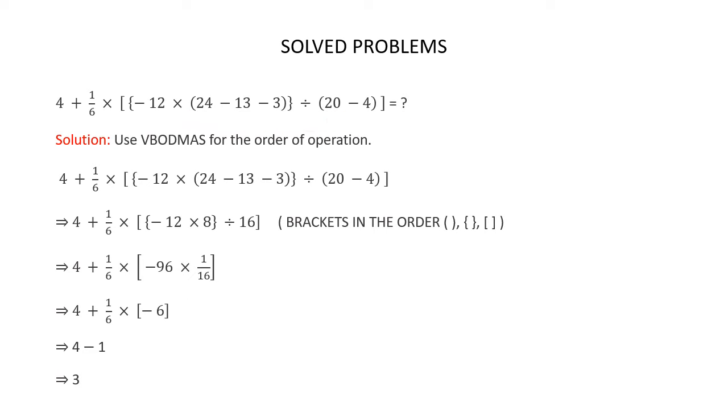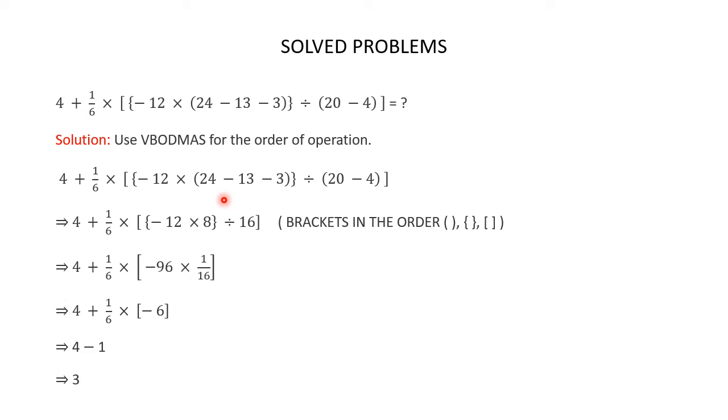Look at this question. You have to simplify this equation and find the answer. To simplify the equation, use BODMAS for the order of operation. So for this particular question, first you have to solve whatever is given within the round brackets. Then solve whatever is given within the curly brackets. Next, solve whatever is given within the square brackets. The next operation is division, then multiplication, then addition, and finally subtraction.